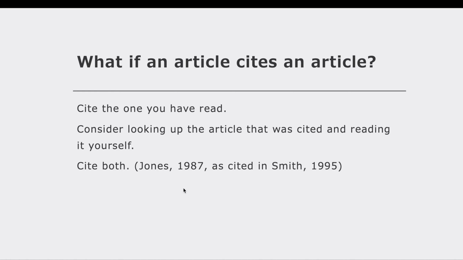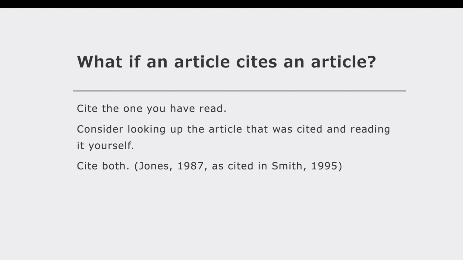And it is possible, although I don't recommend you do it very often, to cite both. And here's an example, Jones 1987 as cited in Smith 1995. This is not an ideal situation because ideally you would read that article yourself. However, there are times when you do need to do this as cited in type of situation, and that's okay. In fact, you're showing the trail of research, which you need to do.